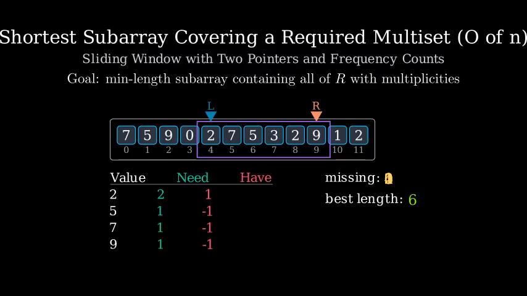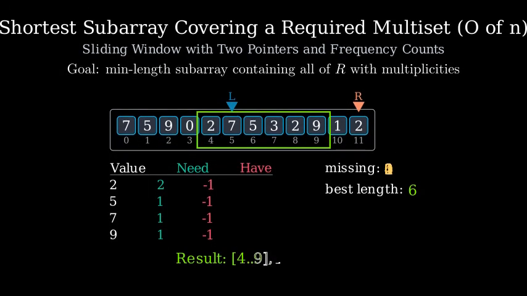Continue to index 10 and 11. At 11, we add another 2, allowing us to drop the leftmost 2 at index 4. But the window length then is 7, not better than 6. So the best remains 6. The final answer for this example is the subarray from index 4 to index 9, inclusive. It has length 6 and contains 2 2s, 1 5, 1 7, and 1 9.